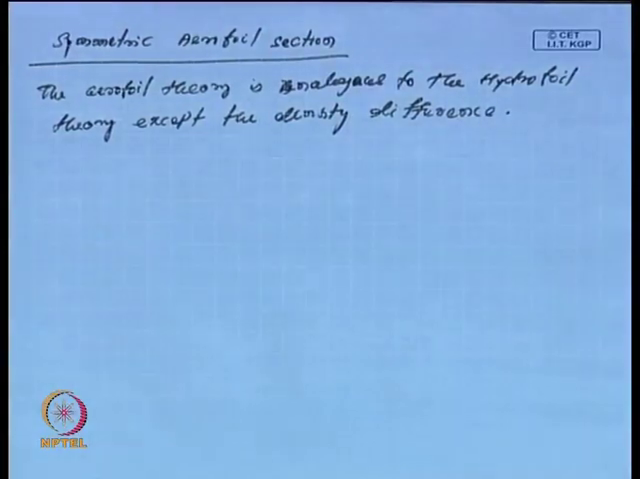That is one of the reasons we try to understand the aerofoil section well, then we can easily apply the same concept to the hydrofoil. That is why we will discuss the aerofoil theory here. So, now let us see how we can get a symmetric aerofoil section by using a suitable transformation from a circle.